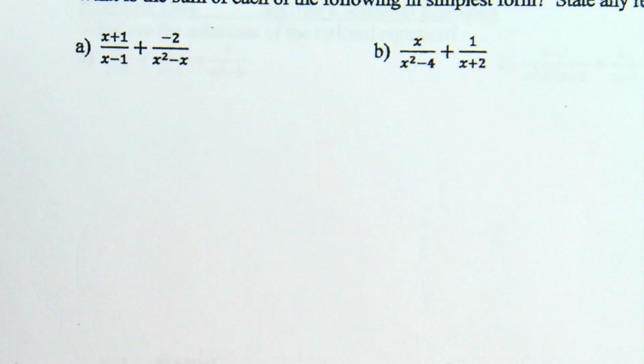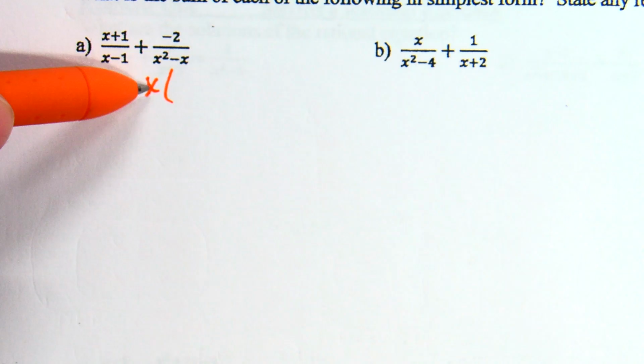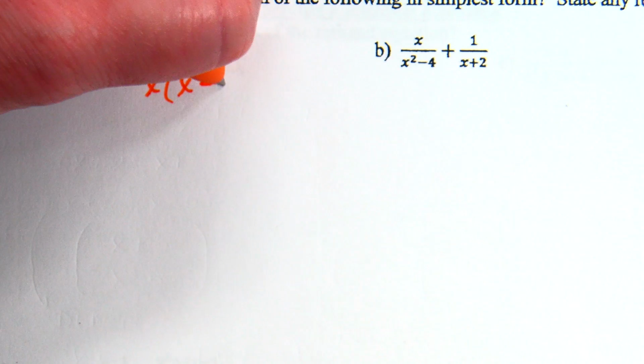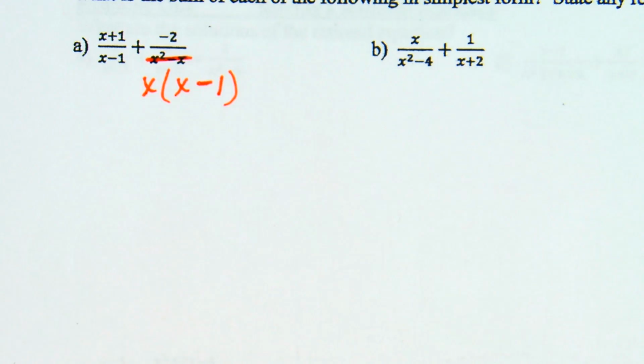So I'm going to come right below here. I'm going to factor an x out. If I factor an x out, x squared divided by x leaves me with x, minus x divided by x is a 1. So instead of thinking of this denominator as x squared minus x, I'm going to think of that denominator as x times x minus 1. So now, we have to work towards a common denominator. What do my denominators already have in common?